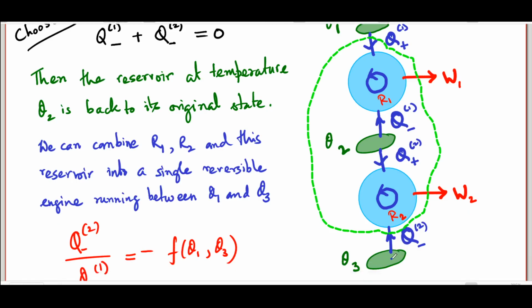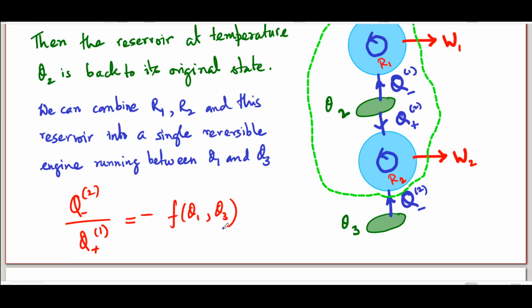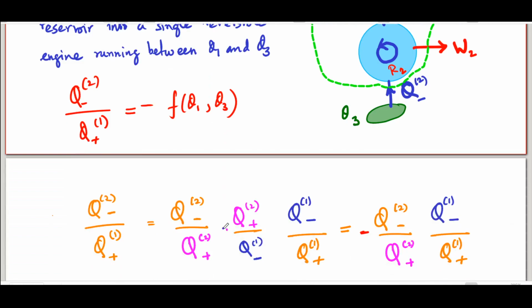Of course, for this what will happen is Q2 minus by Q1 plus, this ratio has to be now given by minus f of theta 1 comma theta 3. Now it's a matter of simple algebra, simple ratios. Q2 minus by Q1 plus, this ratio of course is the same as Q2 minus by Q2 plus times Q1 minus by Q1 plus, but in between you have this ratio sitting in. It's just Q2 plus sitting here, both in the numerator and denominator, they cancel, and the Q1 minus is cancelled.